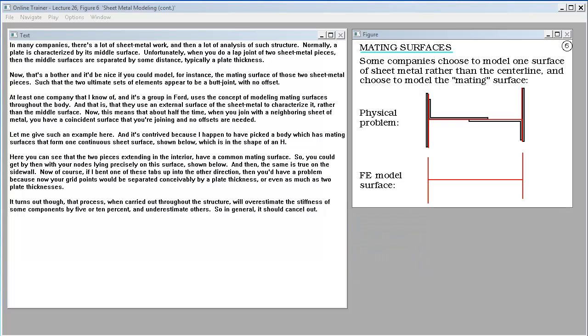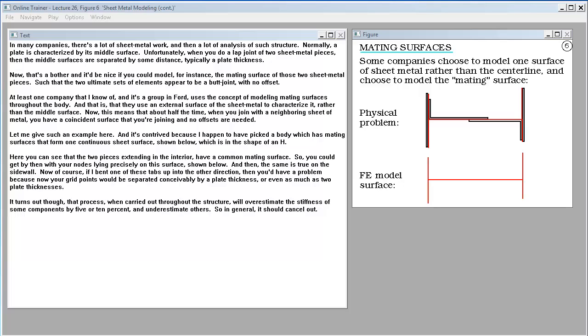Let me give such an example here, and it's contrived because I happen to have picked a body which has mating surfaces that form one continuous sheet surface shown below, which is in the shape of an H. Here you can see that the two pieces extending in the interior have a common mating surface. So you could get by then with your nodes lying precisely on this surface shown below. And then the same is true on the sidewall.